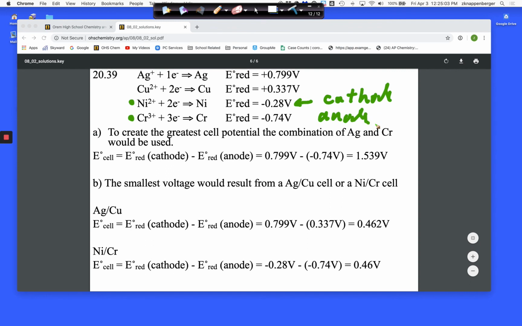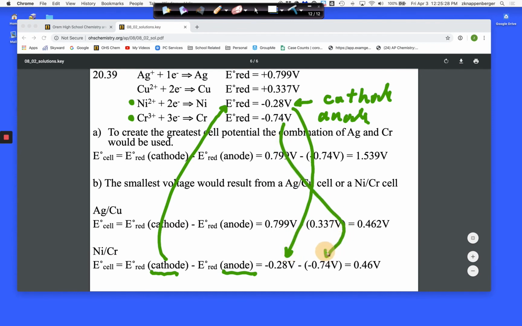So looking down here then, if we go cathode minus anode, our cathode is the larger number, meaning our less negative number. So our cathode value is the value for the nickel, and our anode value is the value for our chromium. So guys, again, bottom line, bigger number is your cathode.